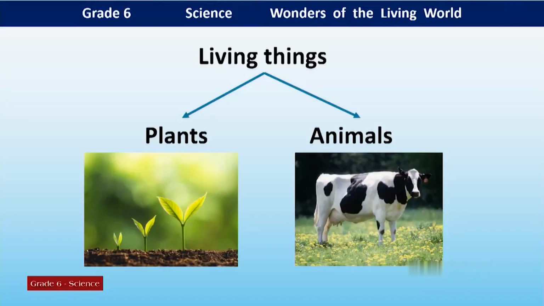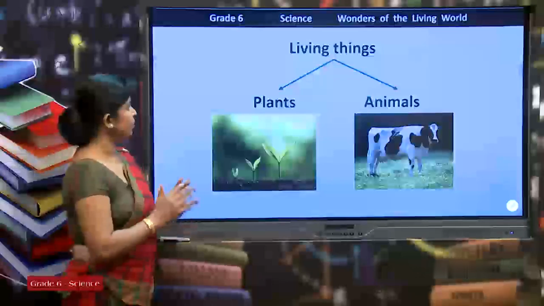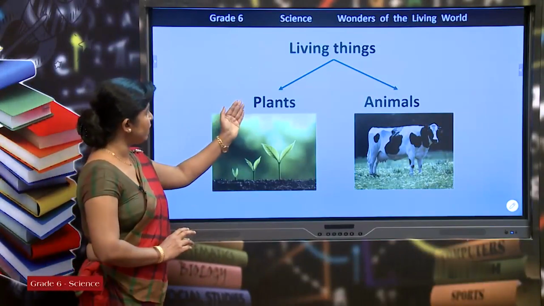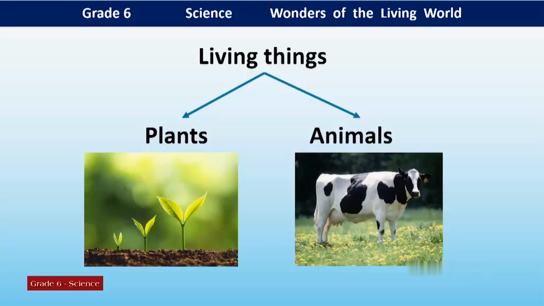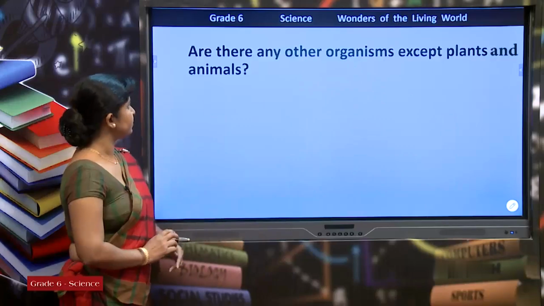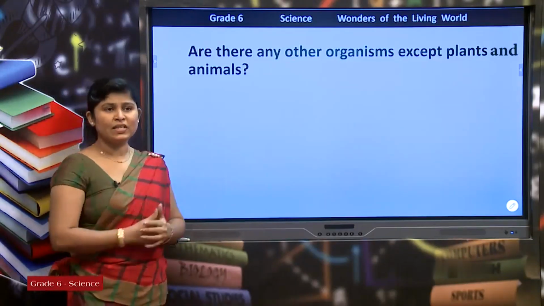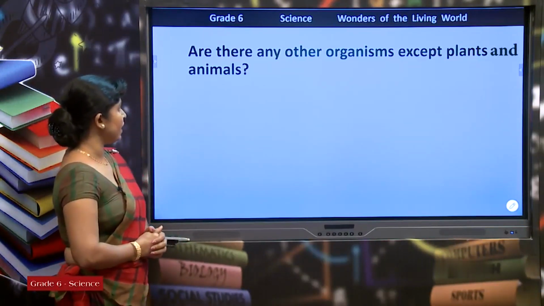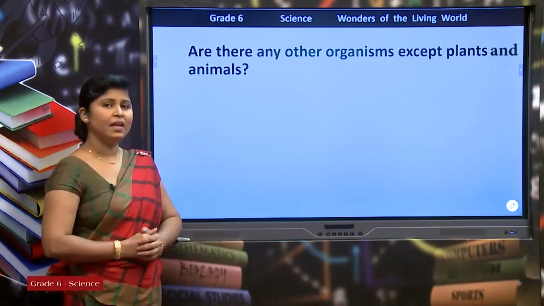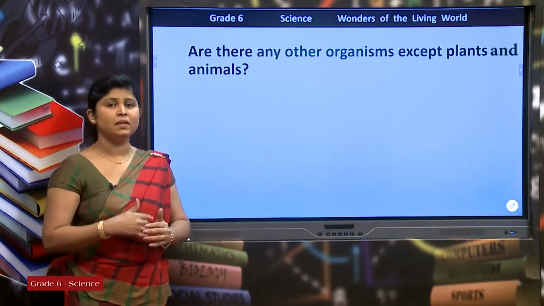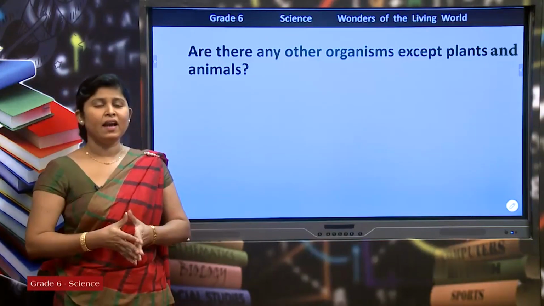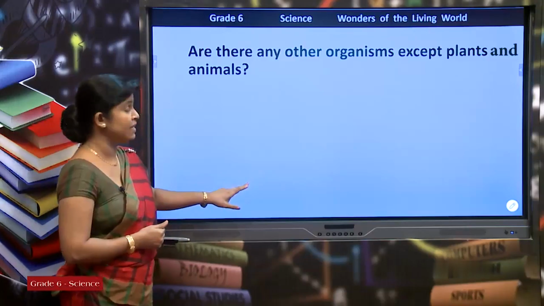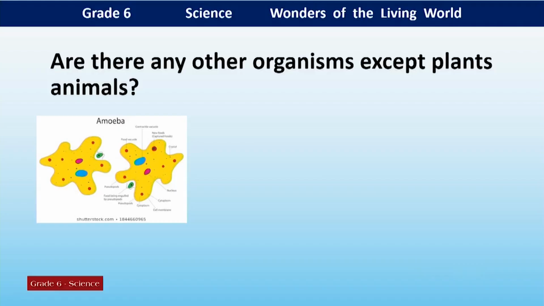Right. Look at the diagram given on the screen. Then what I taught you is well summarized on the screen in this way. Living things can be divided as plants and animals. Right. Yes. Here is a question. Let us read the question first. Are there any other organisms except plants and animals? In our environment, the plants and animals are living together. Are there any other organisms except plants and animals? Yes, there are. What is that kind of organisms? We will see.